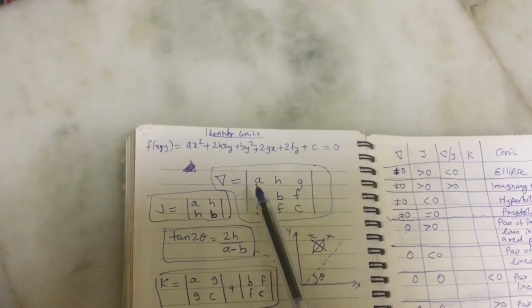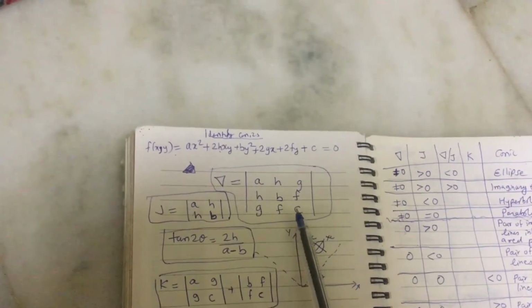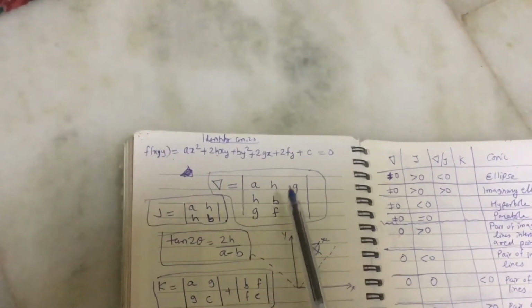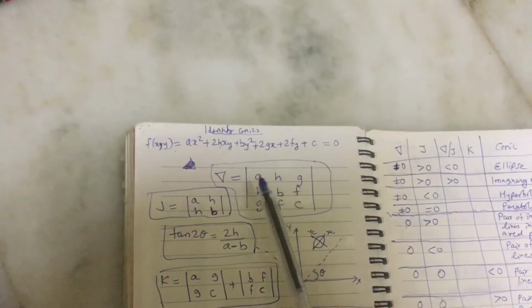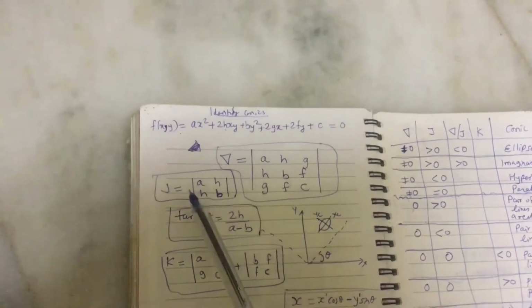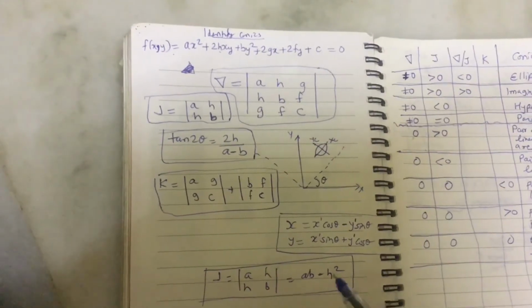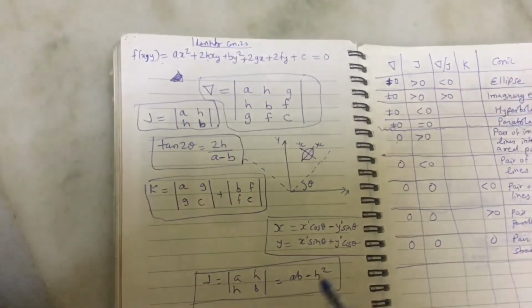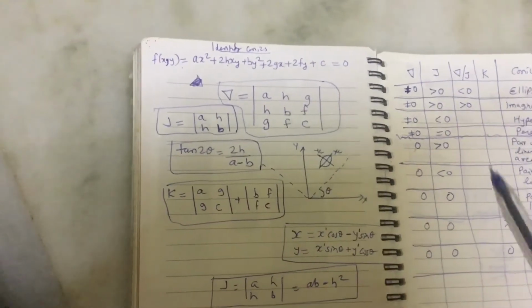Then take another determinant called J, which is a h, h b. If you look at it, it's the cofactor of c, because if you eliminate this row and this column, you get this. Most of the videos will only talk about this J, which is ab minus h squared. So J is ab minus h squared, or the determinant a h, h b. If you remember it this way, it's easier.